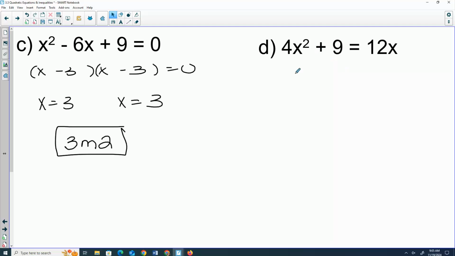Subtract over 12. I'm going to go ahead and put it in decreasing order, so minus 12x plus 9. Okay, do you remember how we solved these? We always look for a greatest common factor. Is there one between 4, 12, and 9? No, so we can't do greatest common factor. So instead, we do slip and slide.